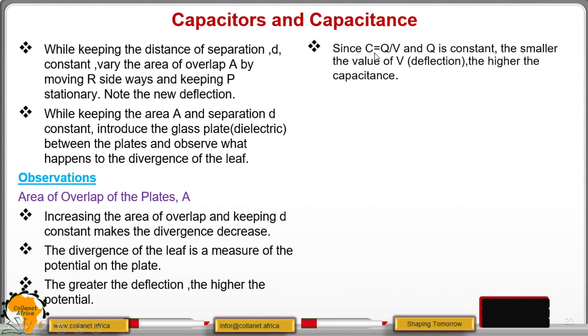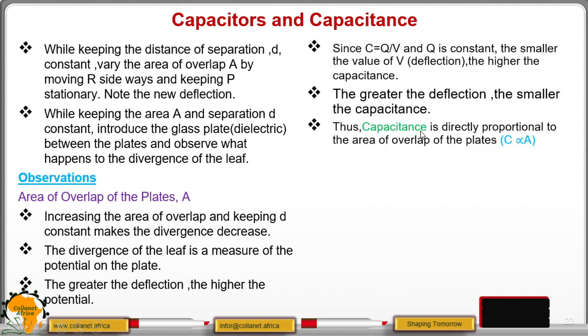And we know that C is equal to Q over V. So from here we can say that C and V are inversely proportional. That is, the capacitance and the voltage are inversely proportional. And Q is constant because now we are not changing the amount of charge. So it implies that the smaller the value of V, the higher the capacitance. We have seen that they are inversely proportional. The smaller the voltage, the higher the capacitance. So the greater the deflection, the smaller the capacitance.